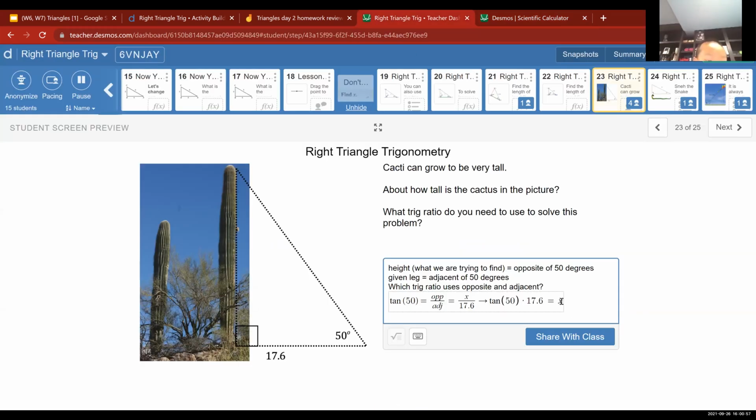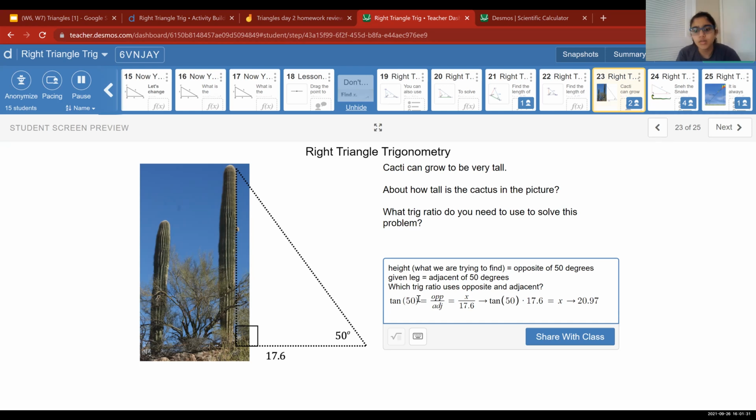Wait, does the tan and the parentheses make a difference in your answer? Yeah, it would be different from sine 50 or cosine 50. Okay, so I only entered 50 times 17.6. Oh yeah, it would definitely be different, because 50 is the angle measure. You have to find tan, which is the ratio of the opposite to the adjacent.